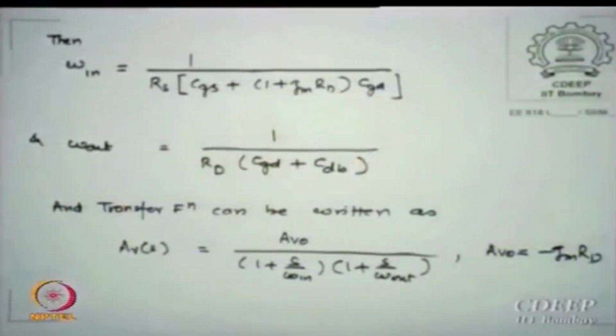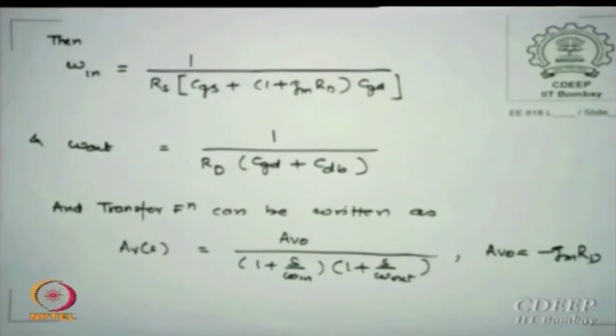Okay. Using our technique as I suggested, I can find omega in and omega out: omega in is 1 upon RS times CGS plus GM RD times CGD, the input pole, and the output is 1 upon RD. Please remember this is expressed in radians per second, and if you want frequency you divide by 2 pi and you get hertz. So right now omega and frequencies are talked about in the same vein, but they are not. 2 pi f is omega, please remember, unless you divide by 2 pi this is not hertz. Maybe in the example I saw I will show you hertz.